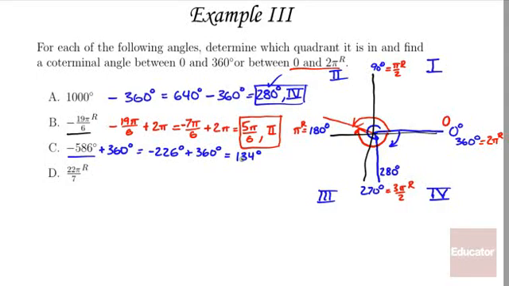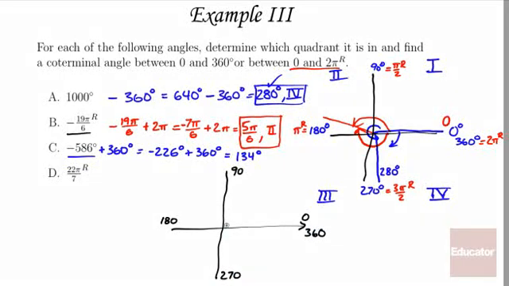Where will that land in terms of quadrants? Let me redraw my axes because those are getting a little messy. So that's 0, 90, 180, 270, and 360. Where is 134 going to be? 134 is going to be between 90 and 180, almost exactly halfway between. So it's about right there. That's in the second quadrant. So the answer to that one is quadrant number 2.